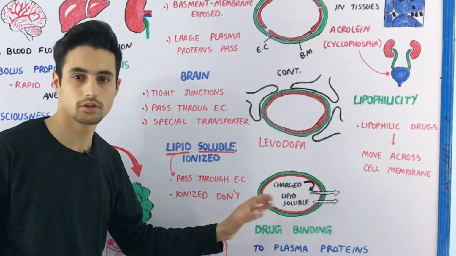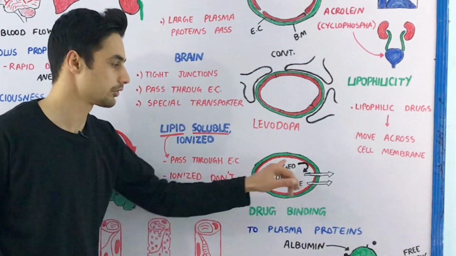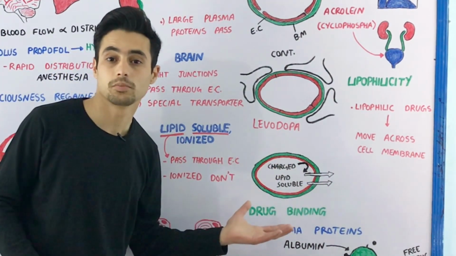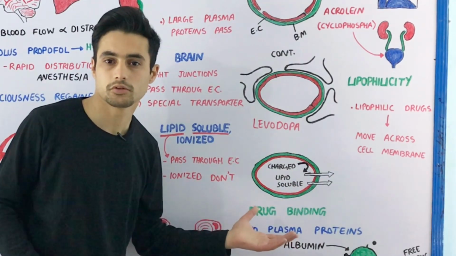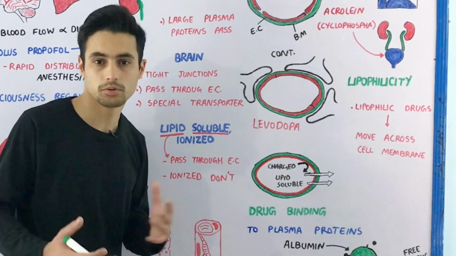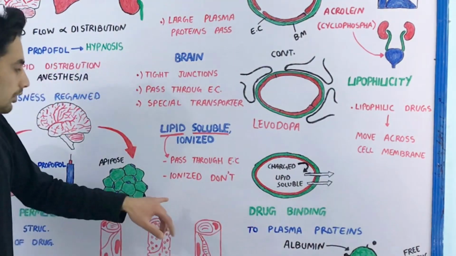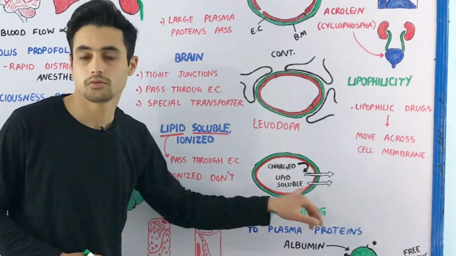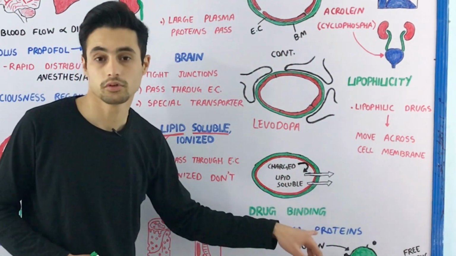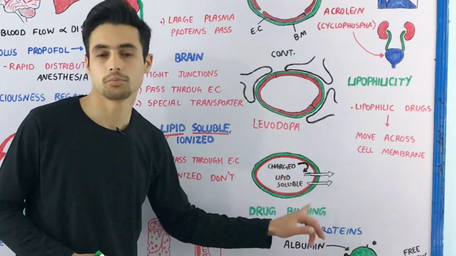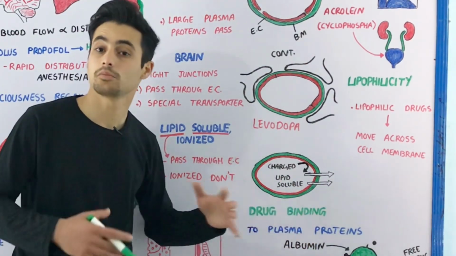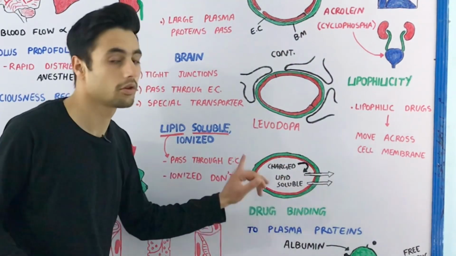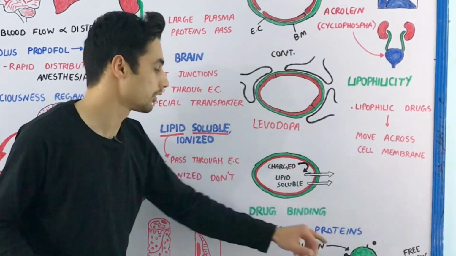The lipid-soluble drug easily passes through the endothelial cell and the basement membrane. Why? Because it is lipid soluble. The cell membrane is also lipid in nature, so like attracts like, no problem crossing the cell membrane. The ionized form doesn't cross the cell membrane. There is one basic rule of drug absorption and drug distribution: the drug always passes through the membrane in neutral form. The charged form cannot cross. So the ionized form cannot pass through the endothelial cells to reach the target tissues.